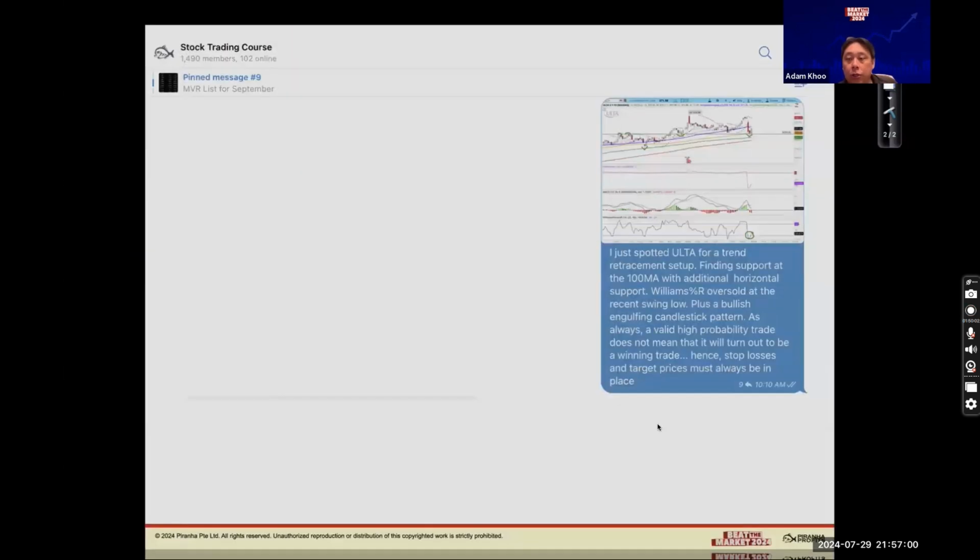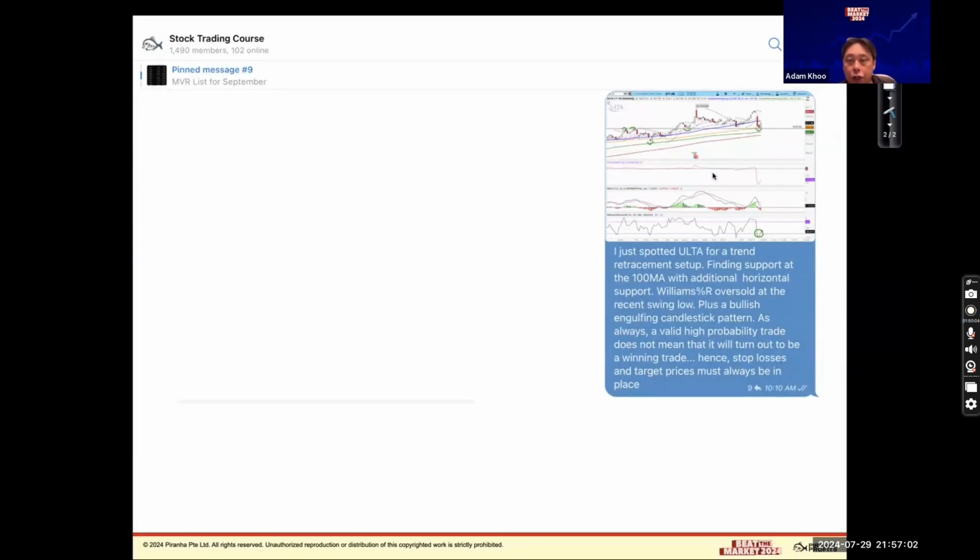By the way, this was a trade which I shared with my students. As you can see, this was here. I just spotted Alta for trend retracement setup, finding support at the 100 moving average with additional horizontal support. Williams are oversold at the recent swing low, plus a bullish engulfing candlestick pattern. As always, a valid high probability trade does not mean it will always be a winning trade. So please place the stop loss.